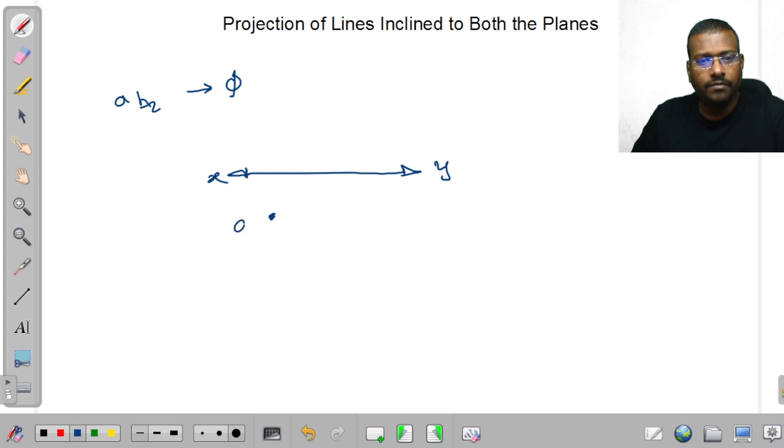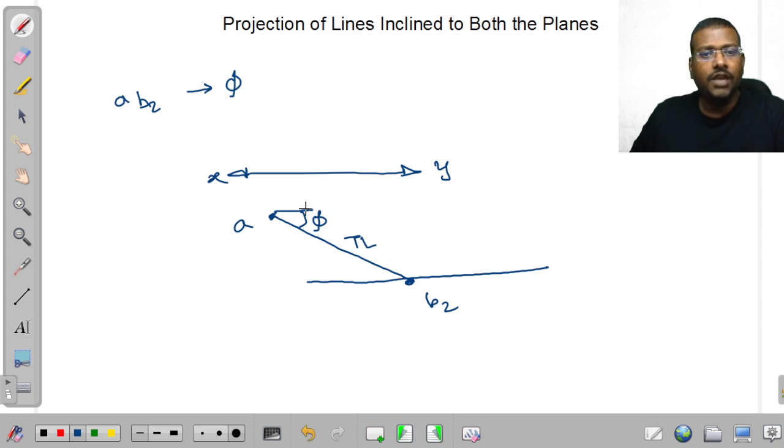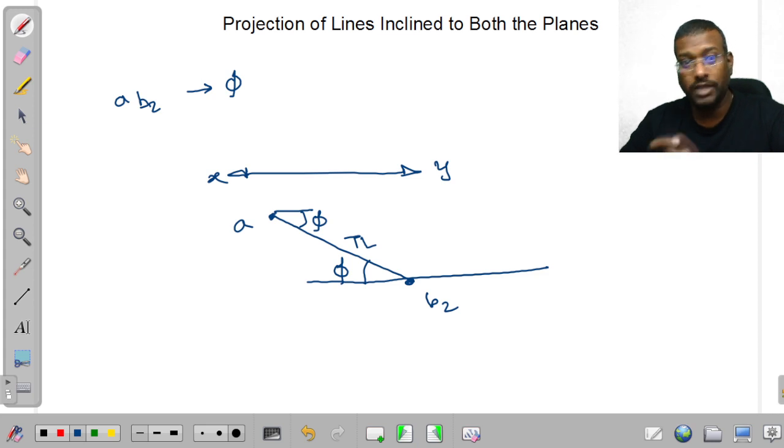If it is A, I am going to draw a line with true length at angle phi here. This is B2, I assumed. Remember, my dear friends, if a line is making phi at A, it will make the same inclination at B2 also. That's why I said phi is made either at A or at B2. On that line, at both the ends, it is going to make phi.